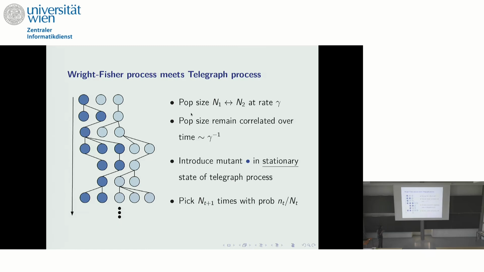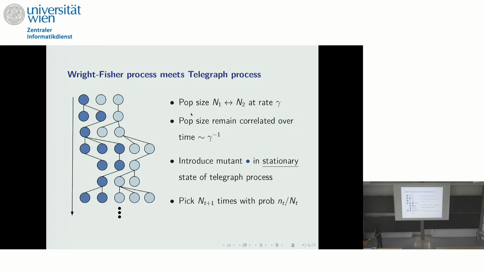So we are considering a case where the population size, N1 and N2, are changing at a rate gamma, and because gamma inverse is the only time scale, the population size will remain correlated over this time scale gamma inverse. Okay. So you have this Wright-Fisher process in which the offspring are chosen from the previous generation with equal likelihood. For example, this is a mutant, it's chosen with probability 1/3, and at some point the population size became 5. So you do the sampling 5 times, but you choose this again with probability 1/3, the dark blue one. So that's how you can do the simulation.